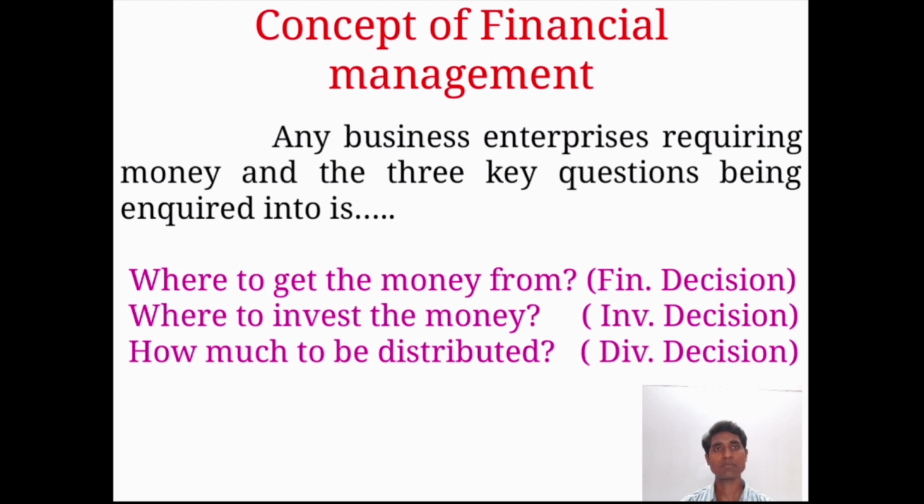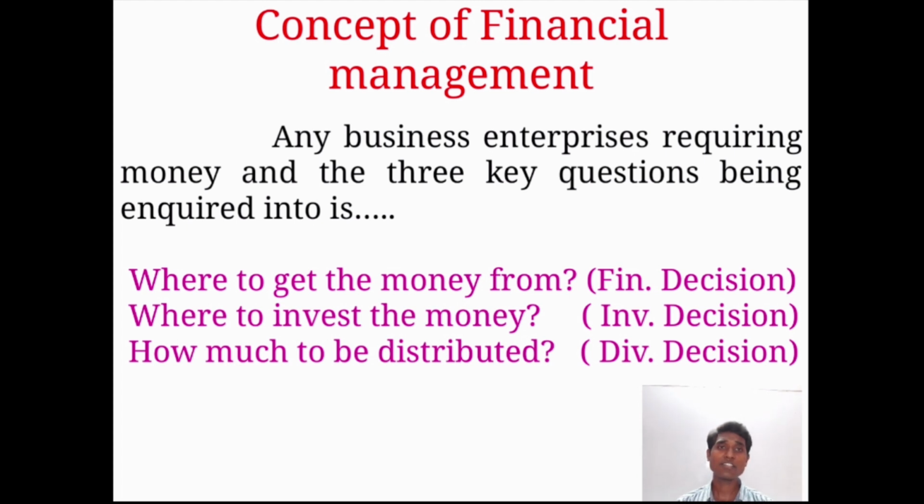The first question is where to get the money from, which forms part of the financing decision. Where to invest the money, which forms part of the investment decision. The third question is how much to be distributed, which forms part of the dividend decision. So, any business organization which requires money needs to answer three key questions. One is related to the financing decision, one is related to the investment decision, and one is related to the dividend decision.